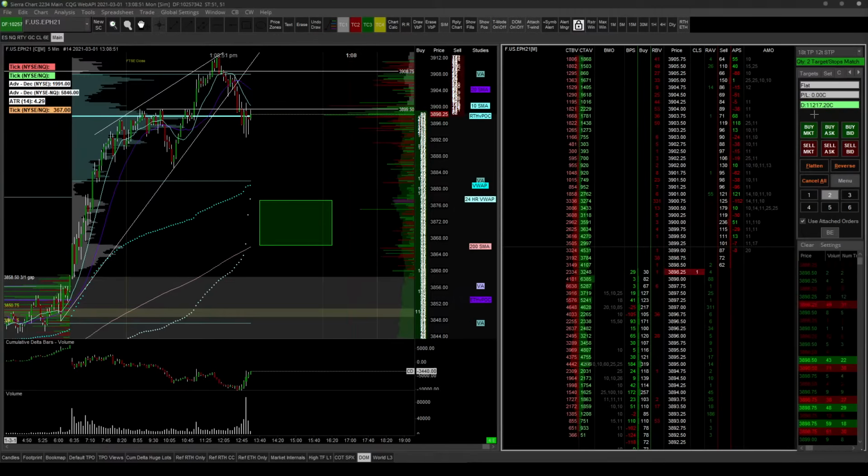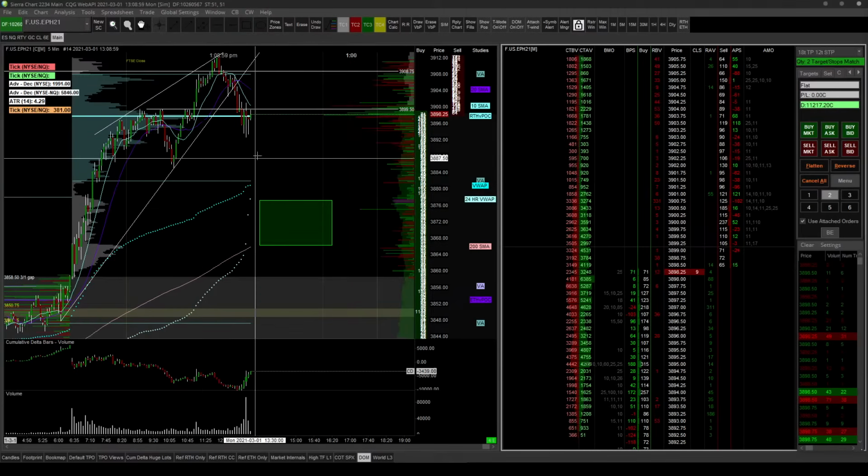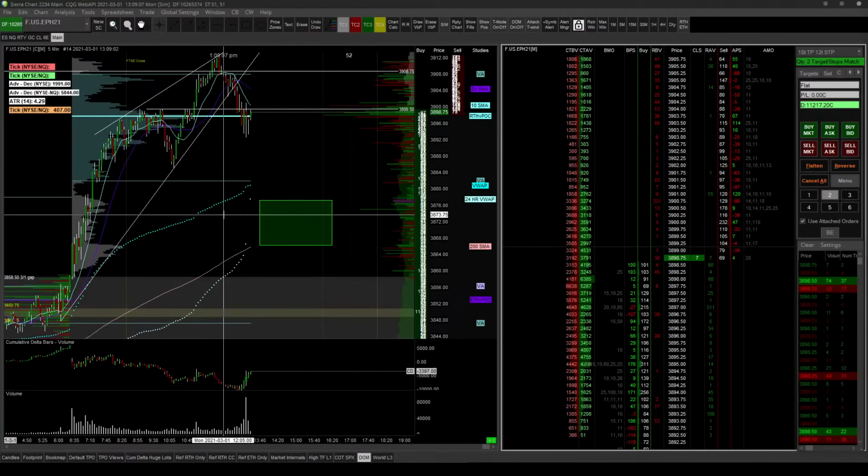All right, well, not completely useless, plus 4 or 500 on this move after getting stopped. So not useless. Realizing the stop's too close and getting right back on the horse.